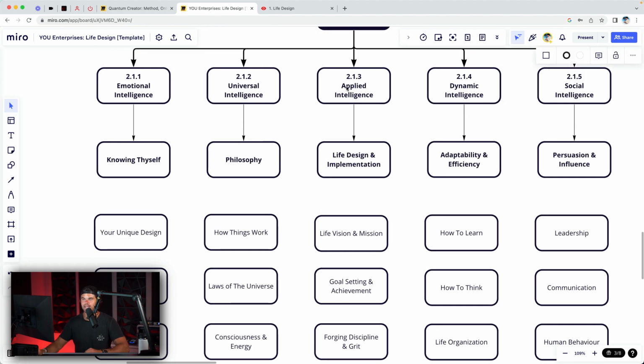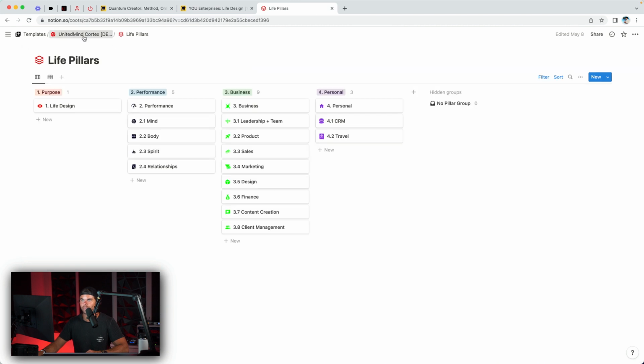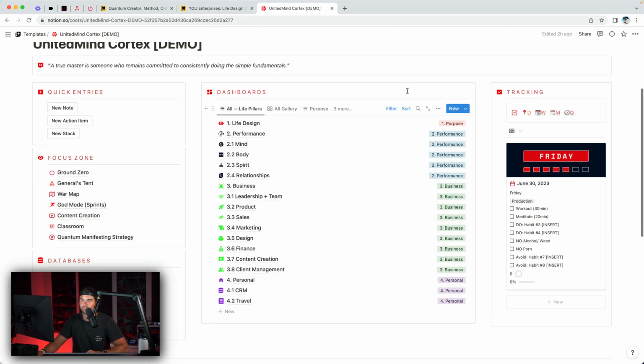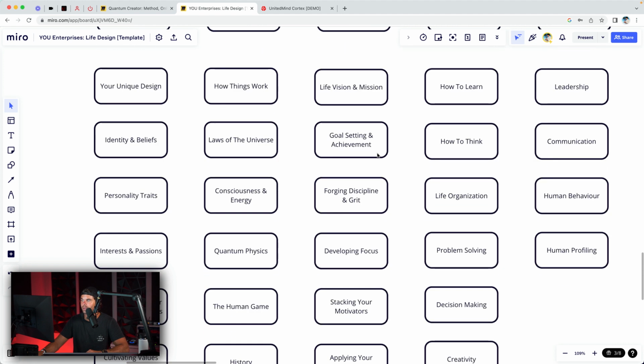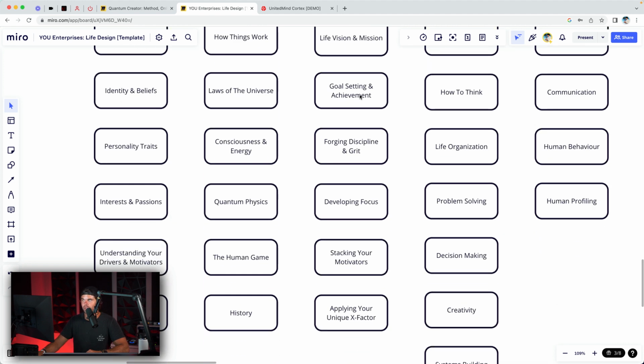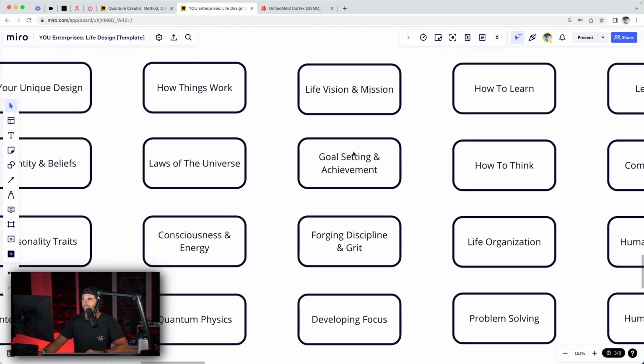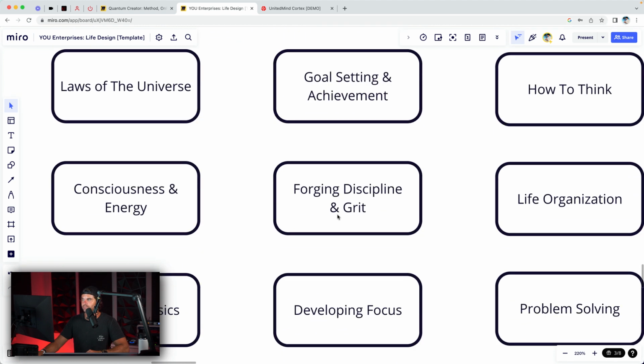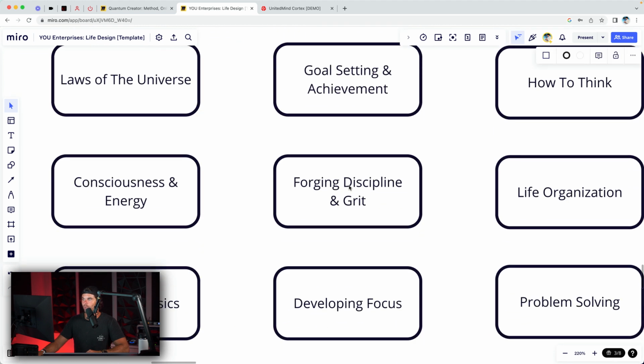Applied intelligence. This is how you apply the knowledge that you have. This is about building a life design system for implementation. That's what this is, right? This is the entire system to help you implement and get after and advance your life vision and mission, to help you with your goal setting, to help you forge how are you applying core principles of discipline and grit?